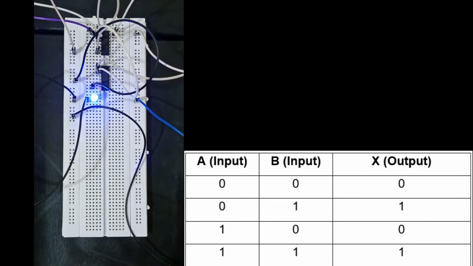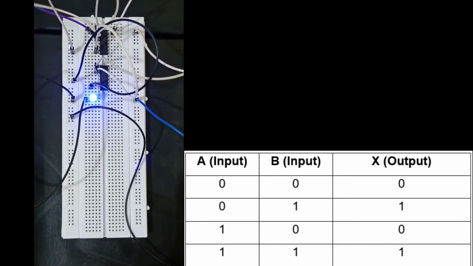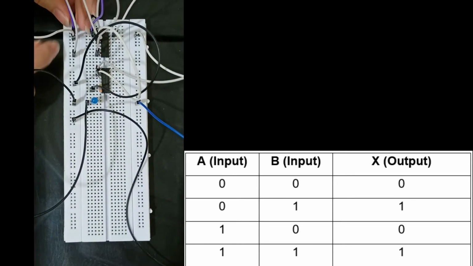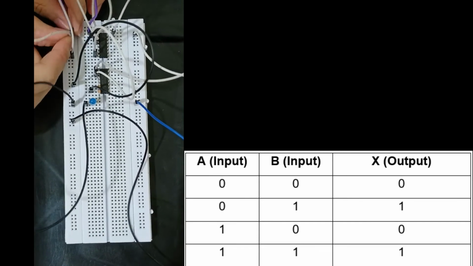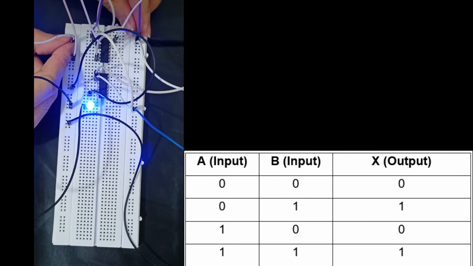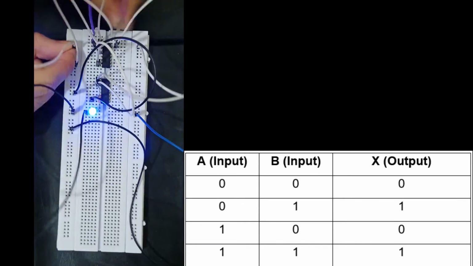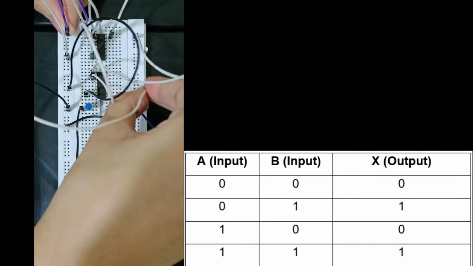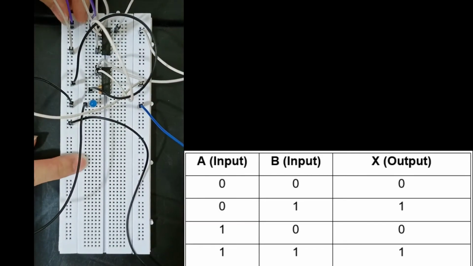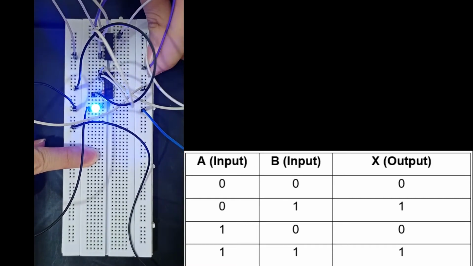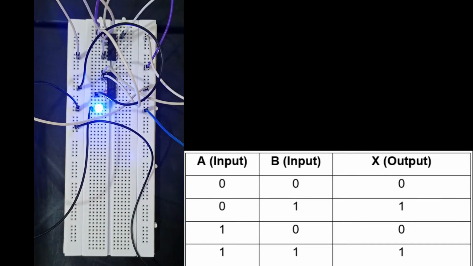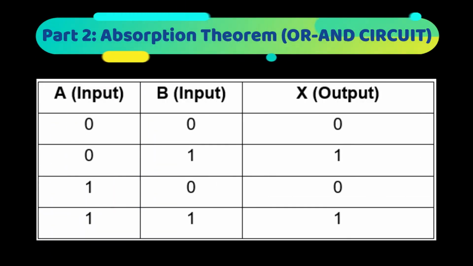For both inputs of 0, the output will be off. Then, we put the input B to 1, the output will be on. If the inputs are 1 and 0, the output will be off. If inputs are 1 and 1, the output will be on. And here are the results.